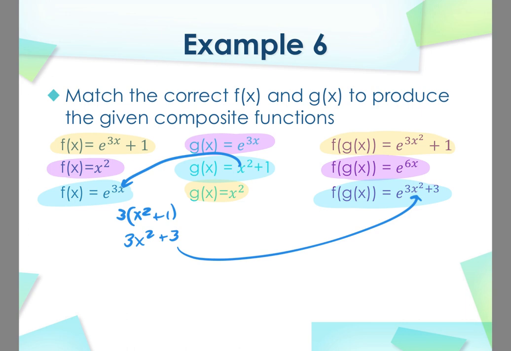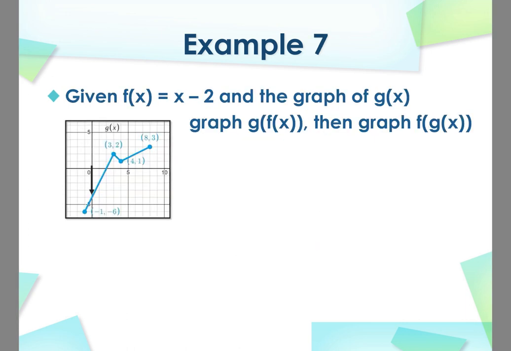Questions? All right, last little bit, this last one is your graphs. So this one says, given f of x equals x minus 2, and you're given the graph of g of x, graph g of f of x. And then graph f of g of x. So order is important here.